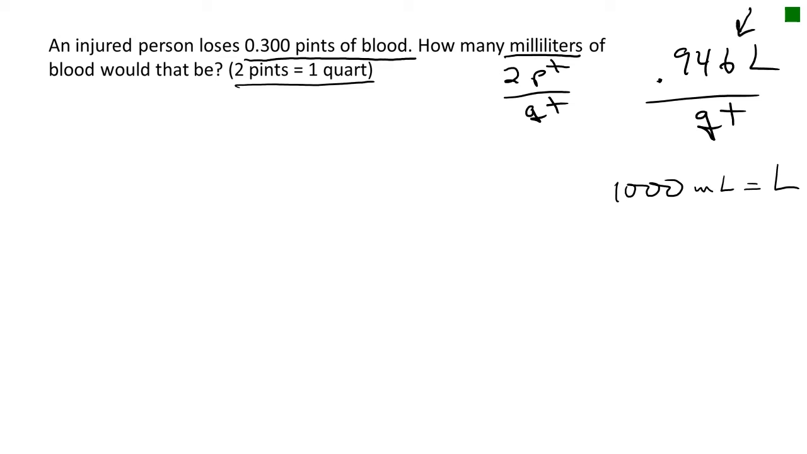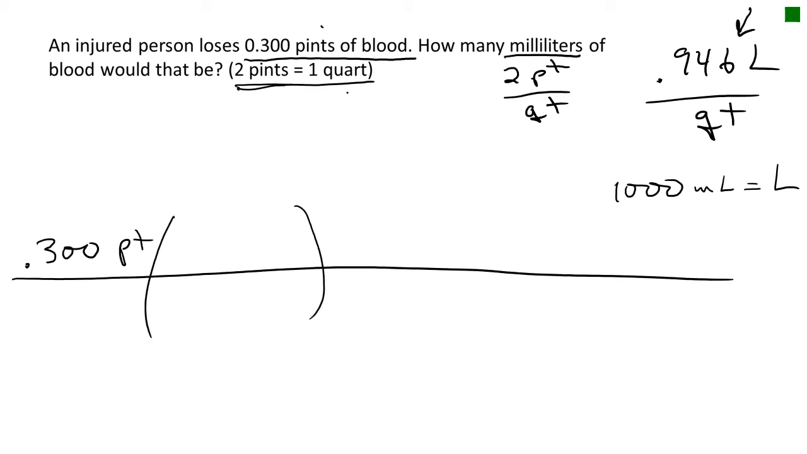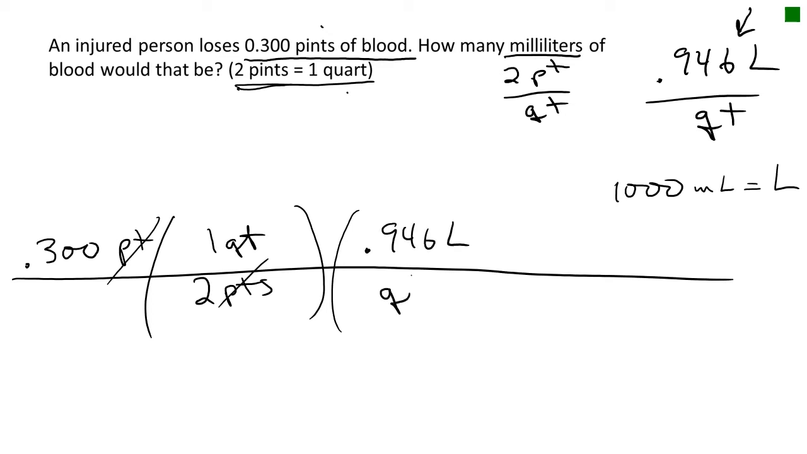This conversion is in liters per quart. And we know that we are going to go from pints to quarts because we've been given that hint. So we're going to start at 0.3 pints and go from there. We know there's 1 quart for every 2 pints. Pints cross off. We know there's 0.946 liters per quart, and the quarts cross.